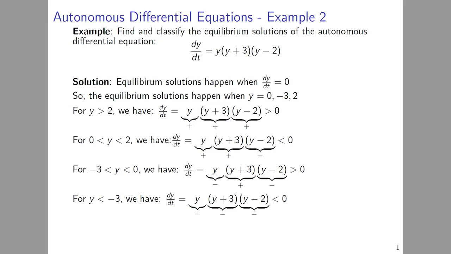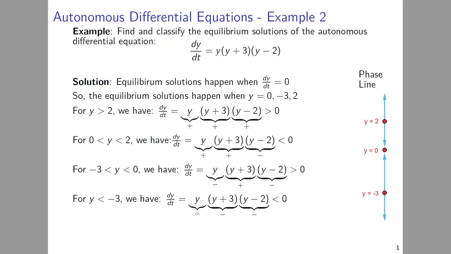We can capture all of this information in a phase line. We'll draw it so that our three equilibrium solutions, y equals 2, y equals 0, and y equals -3, are all marked. And for values of y bigger than 2, dy/dt is positive, so y is increasing.